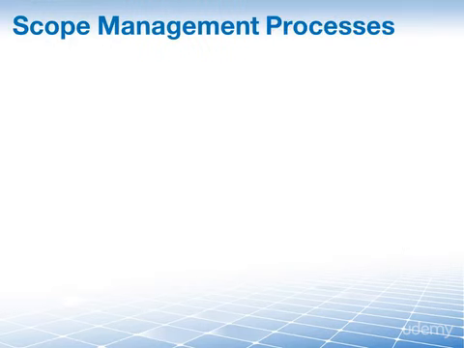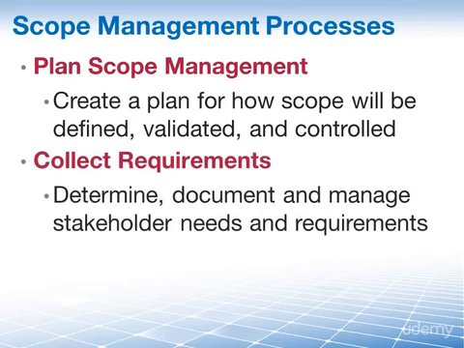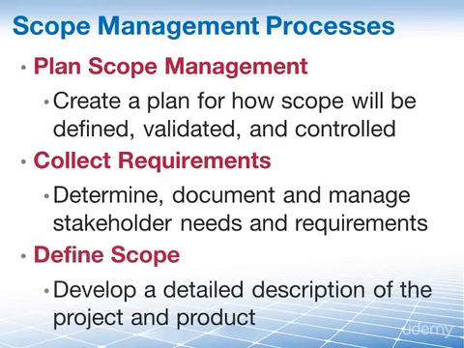So the first process in the knowledge area is plan scope management, the process of creating a scope management plan that documents how the project scope will be defined, validated, and controlled. Once we have a plan, we can go ahead and start executing on the plan. And our first step in project scope management is to collect the requirements, which is the process of determining, documenting, and managing stakeholder needs and requirements to meet project objectives. Then we move on to define scope. This is the process of developing a detailed description of the project and product.